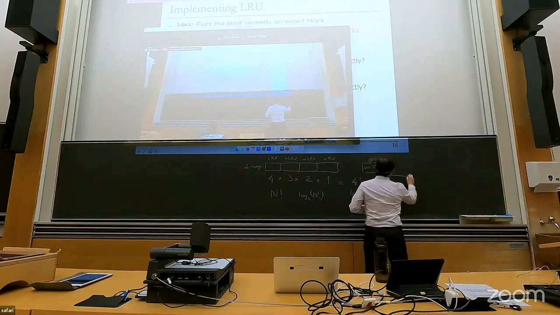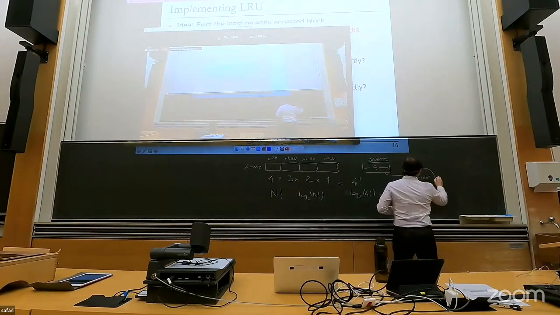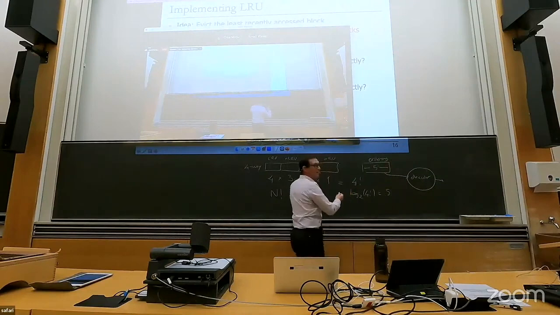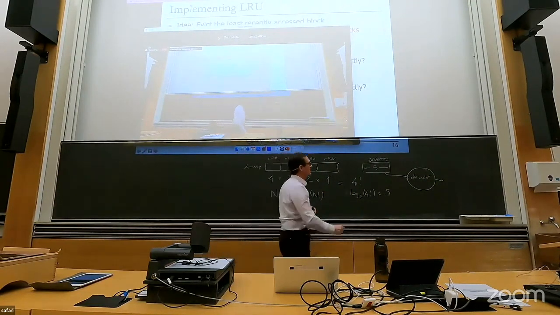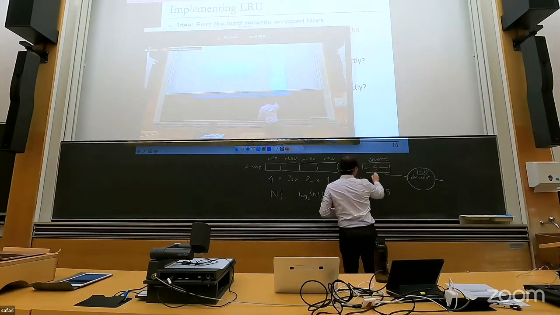And then you need to feed this to a decoder to figure out which one is the least recently used, which ordering you actually have, which way is the most recently used, which way is the least recently used, etc. So there's actually hardware complexity, the hardware decoder that determines which order you have.